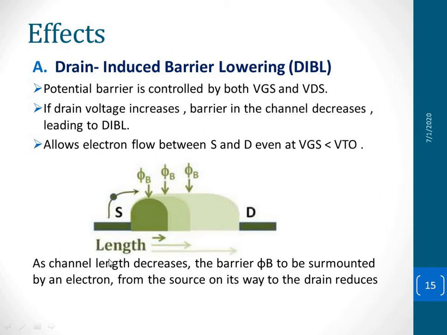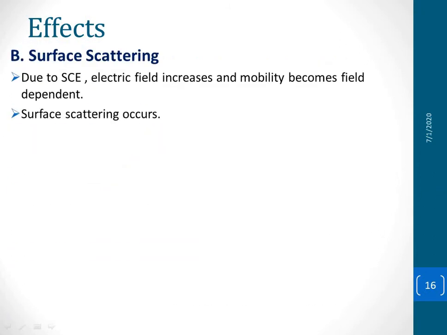So as channel length decreases, the barrier phi b to be surmounted by electron from the source on its way to the drain reduces. The next effect is surface scattering. Due to surface scattering, electric field increases and mobility becomes field dependent. So surface scattering occurs. Average surface mobility decreases.